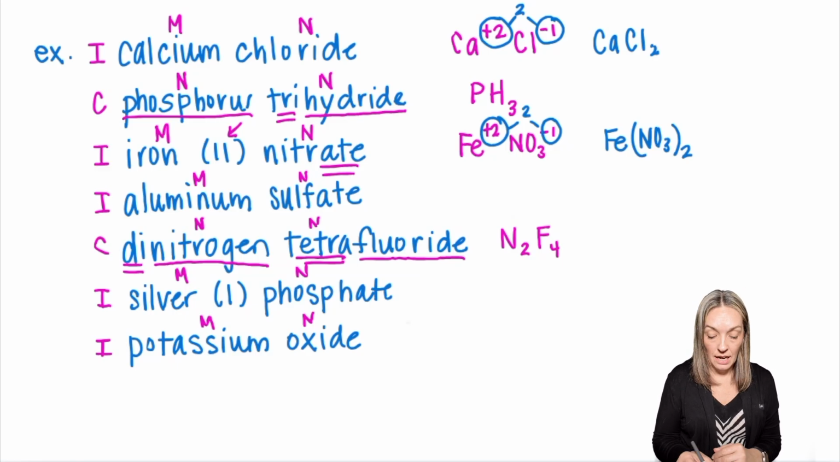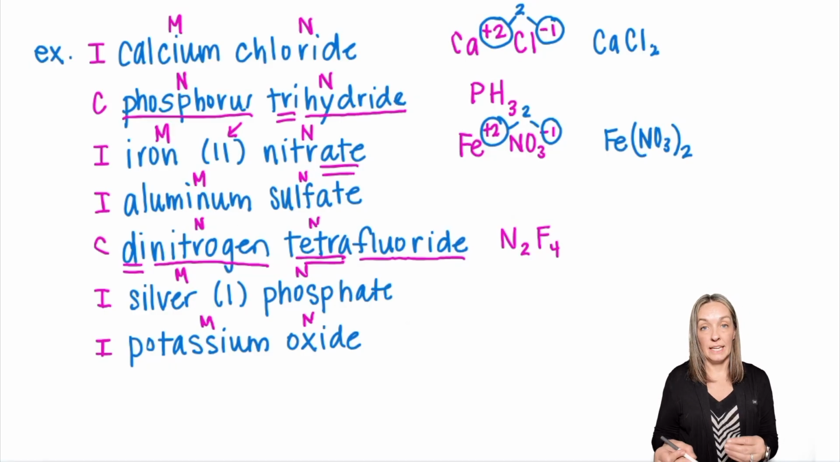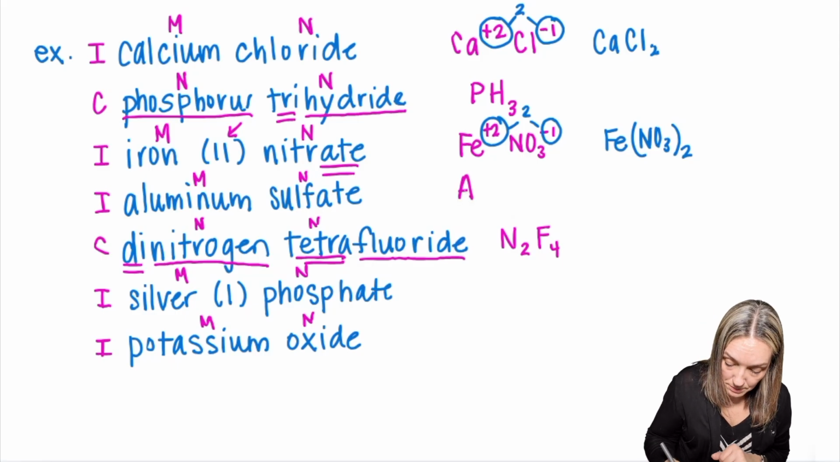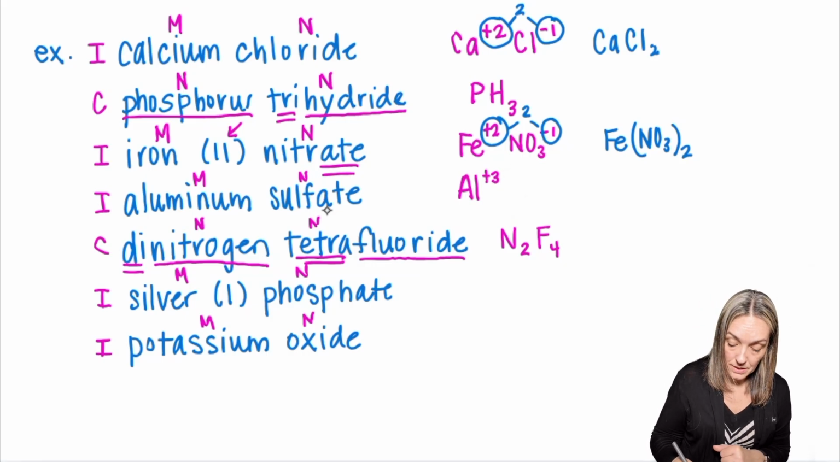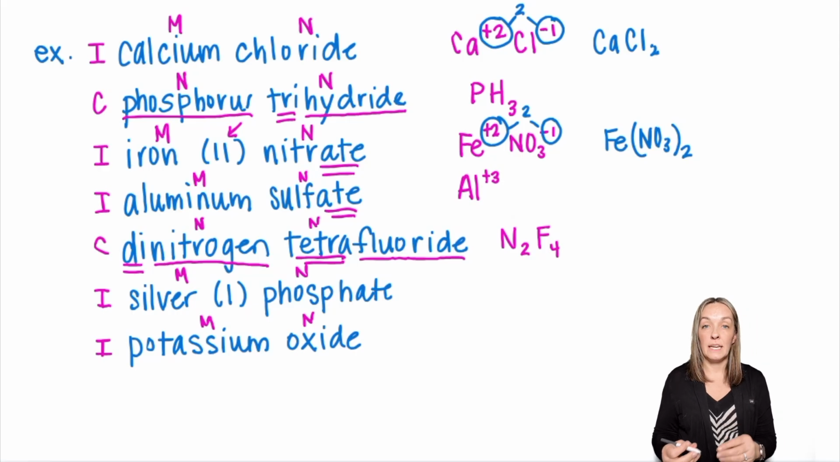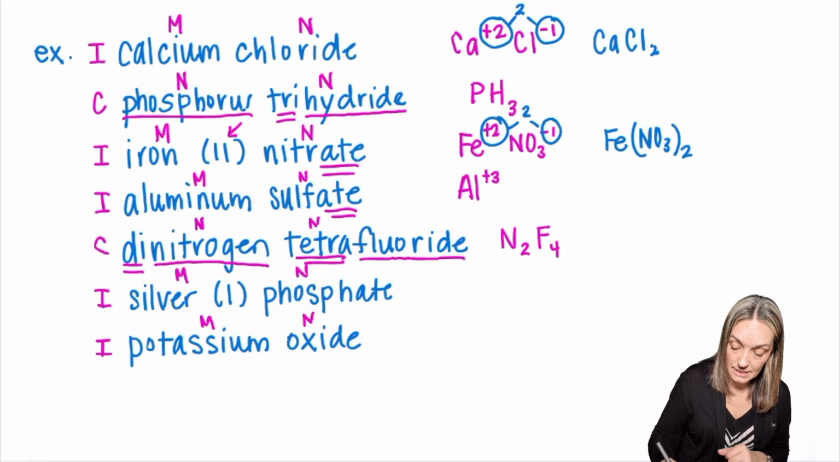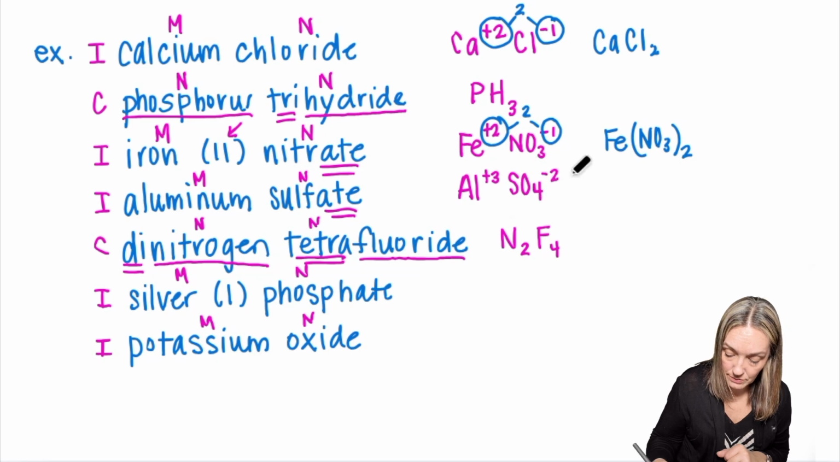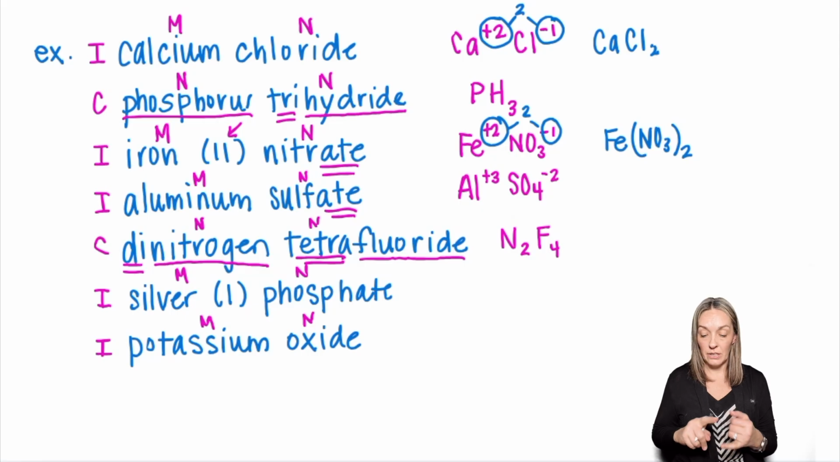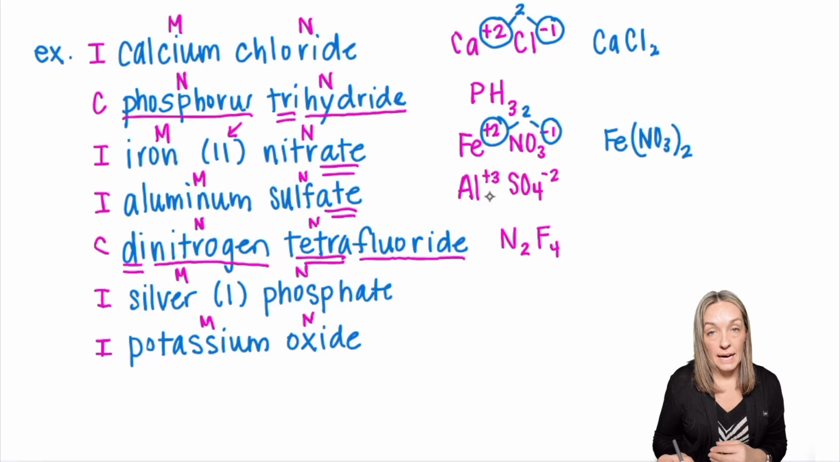Aluminum sulfate. I've already identified that it's ionic, and if it's ionic, I need to pay attention to the charges. Aluminum is Al, and according to how we label the periodic table, aluminum will be a +3 charge. As soon as I see this ATE ending, that indicates that I need to look at my polyatomic list. Sulfate is SO4 with a -2 charge. Always start by writing your element symbol and writing your charge. Notice as well that we always put the positive first whenever we write an ionic formula or name.